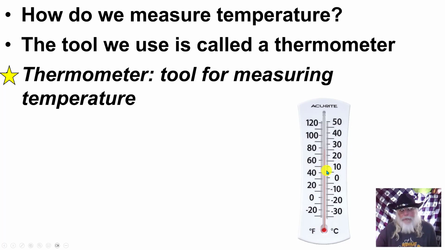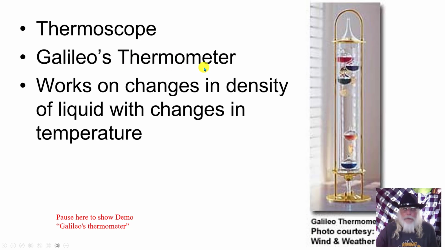Here is an example of a type of thermometer. There is more than one type of thermometer. And we call this a Galileo's thermometer. It's pretty cool. The different balls here will either float or sink, determined by the temperature in the room. And the temperature of the room will change the density of the liquid inside the balls, and they'll either go up or down.